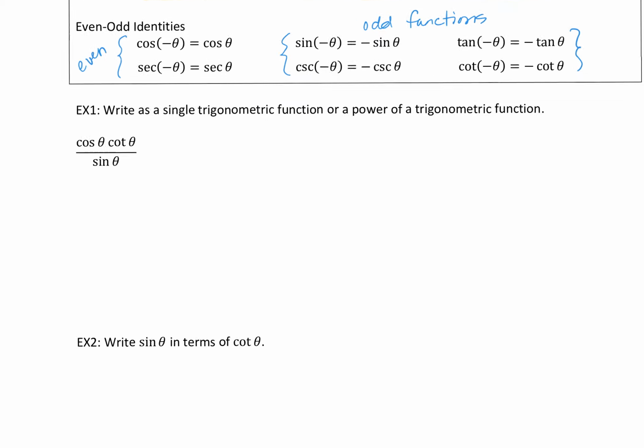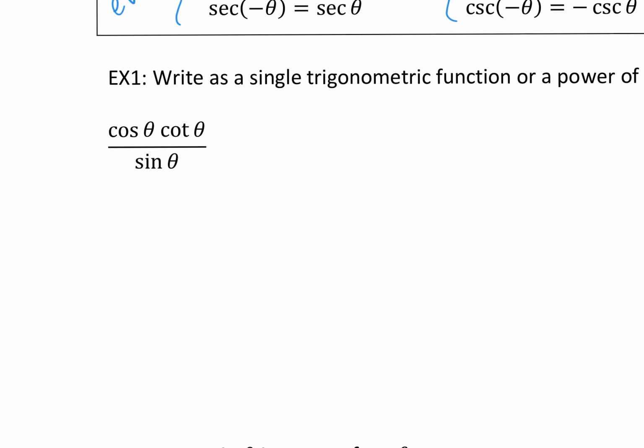And here in this first expression in example 1, I have 3 trig functions. Right away, I can see that cosine over sine, it's that quotient identity, that's cotangent. So I can replace the cosine over sine with cotangent. So this will just be cotangent of theta times cotangent of theta. So I've gone from 3 trig functions to just one trig function, which is just cotangent, but then I can write this as cotangent squared of theta. So it's a power of a single trig function.